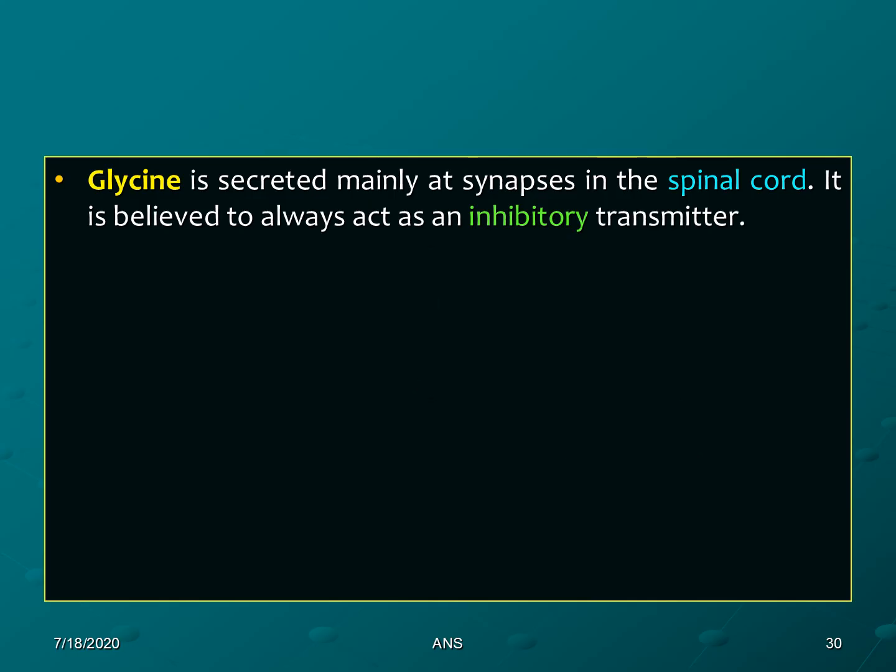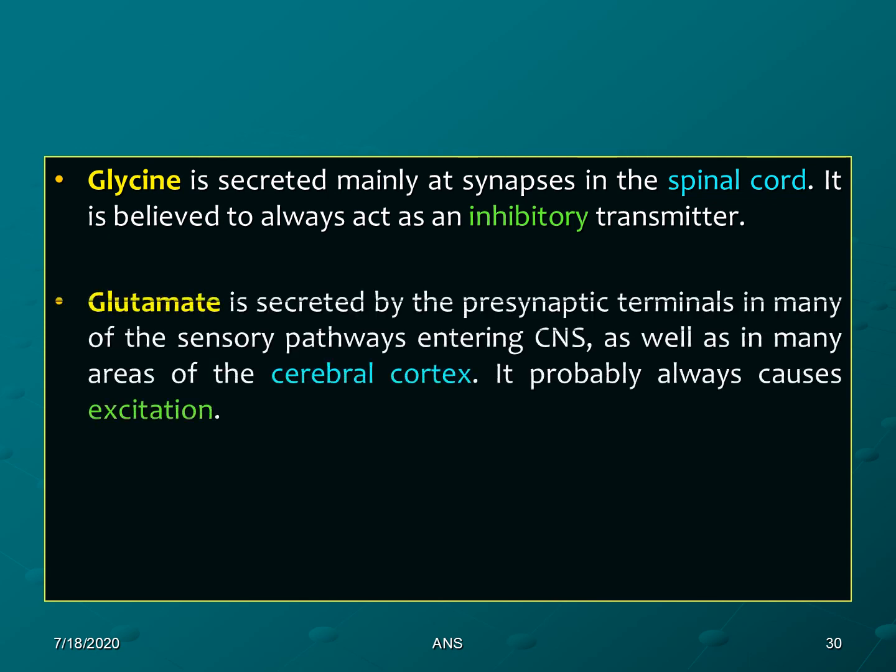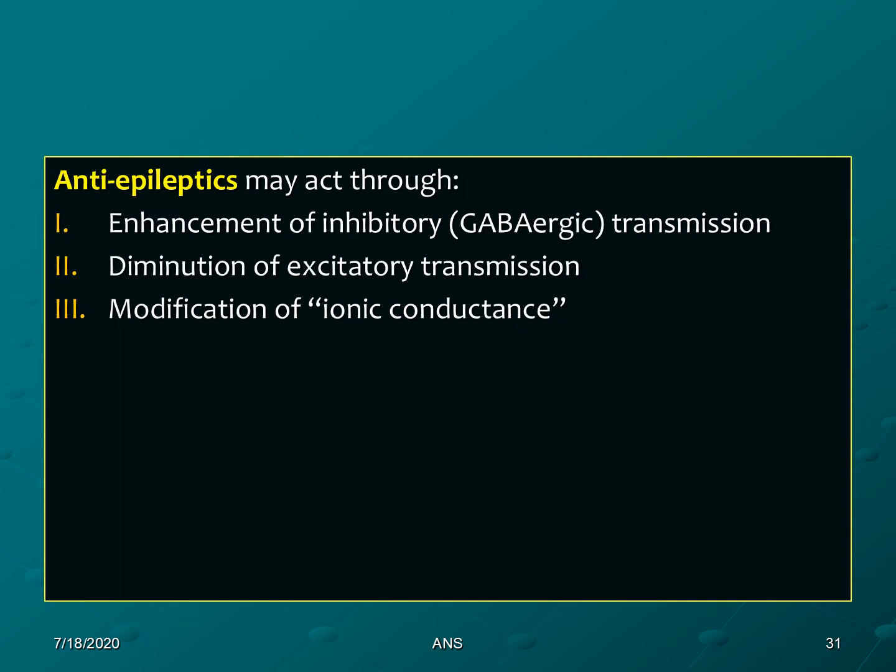Glycine is a normal inhibitory neurotransmitter, especially present in the spinal cord. Glutamate is secreted by the presynaptic terminals in many sensory pathways of the brain, especially in the cerebral cortex. It is probably causing excitation, as we have seen previously. Anti-epileptics act through both: enhancing the inhibitory effect, especially through GABAergic transmission, or diminishing the excitatory transmission, like glutamate, etc., or a third, modification of ionic conductance, like sodium, calcium, etc.